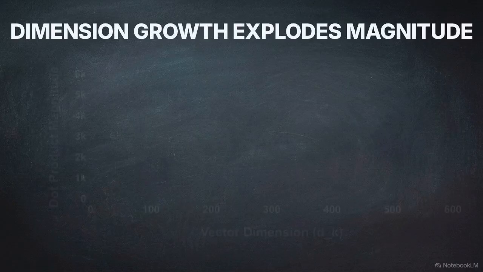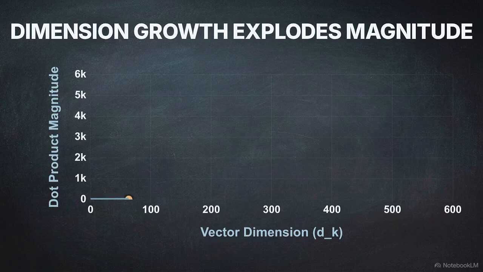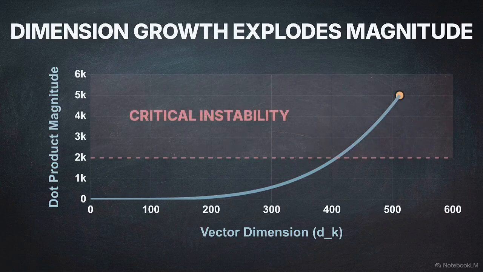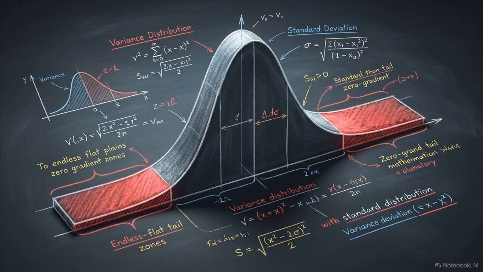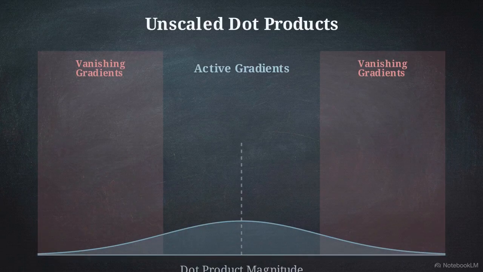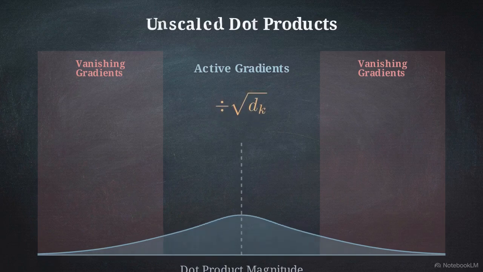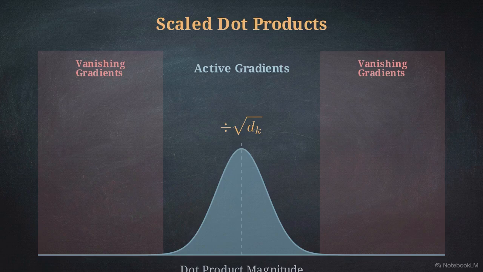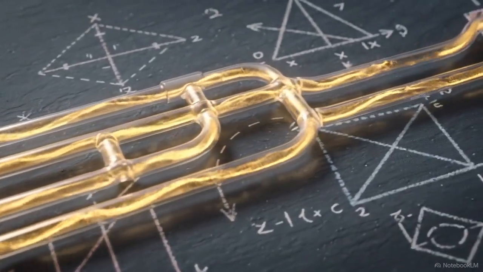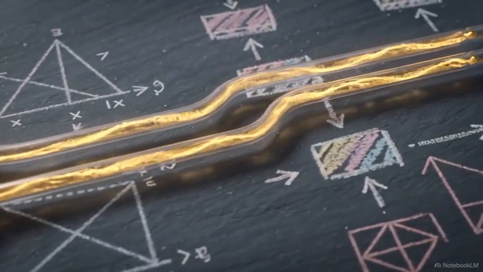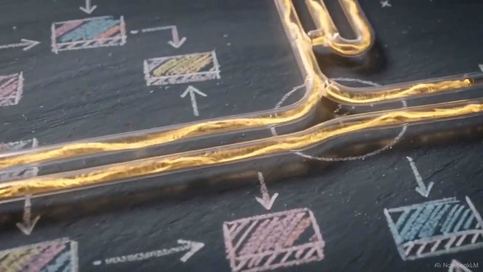This QK transpose matrix introduces a mathematical danger. As the vector dimension, dk, grows larger, the magnitude of the resulting dot products grows exponentially. These massive dot product values push the subsequent softmax function into extreme, flat regions where gradients approach absolute zero. Raw, unscaled dot product values spread extremely wide into shaded zero gradient zones. To correct this, we divide the matrix by the square root of dk. This scaling instantly compresses the variance to 1, centering the data safely. This stabilization ensures healthy, active gradient flow during backpropagation, allowing the neural network to continuously update its weights and learn.